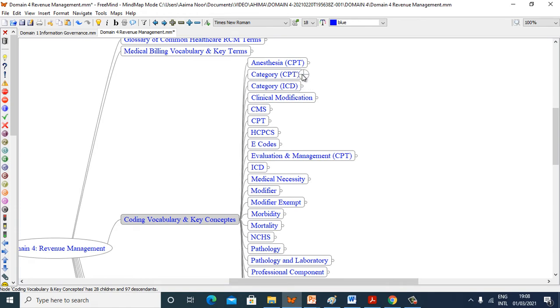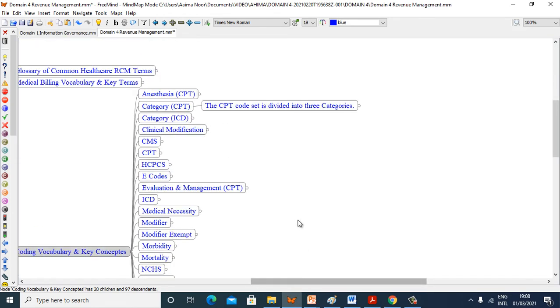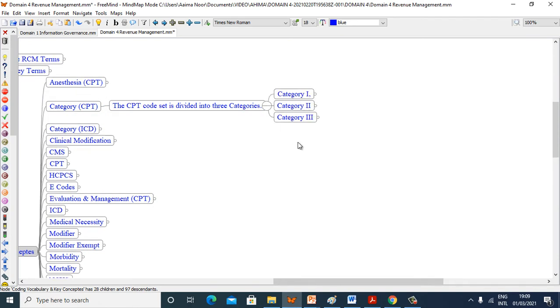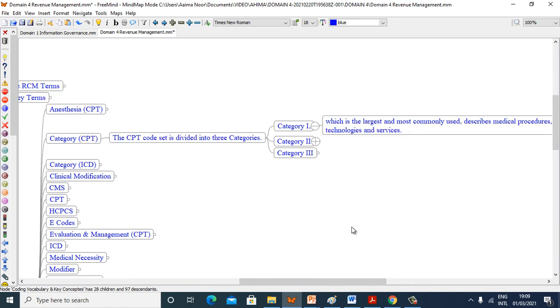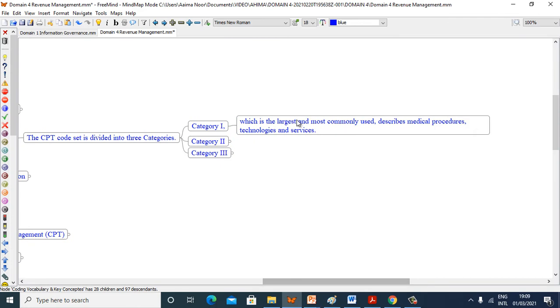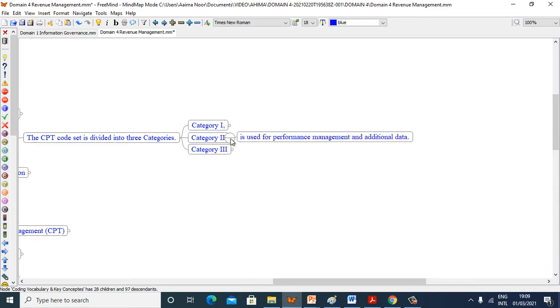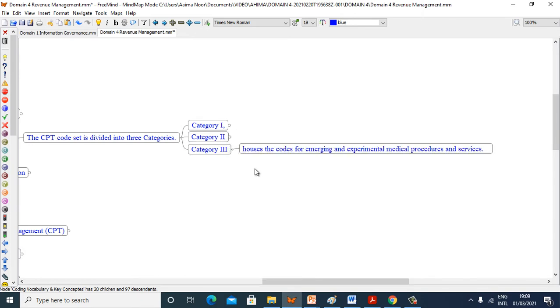Category, CPT. The CPT code set is divided into three categories. Category 1, which is the largest and most commonly used, describes medical procedures, technologies and services. Category 2 is used for performance management and additional data. And Category 3 houses the codes for emerging and experimental medical procedures and services.